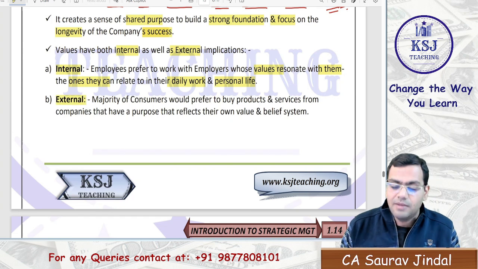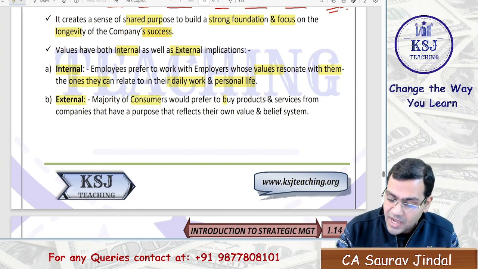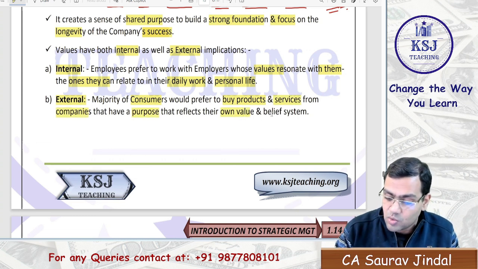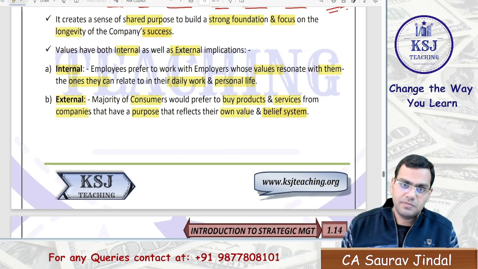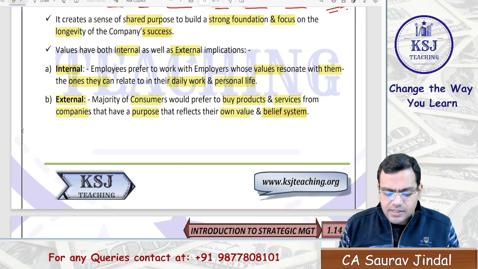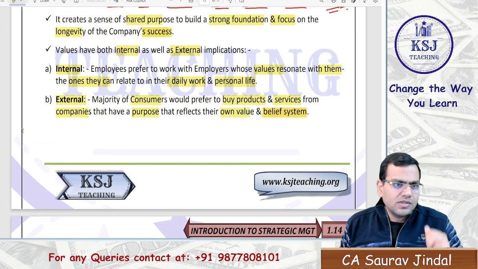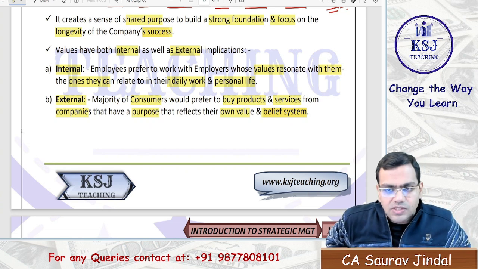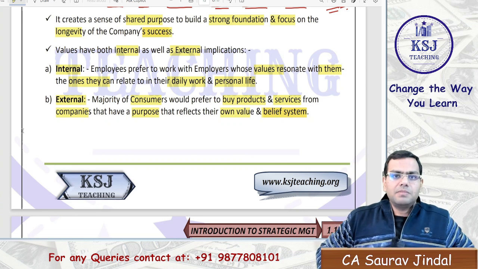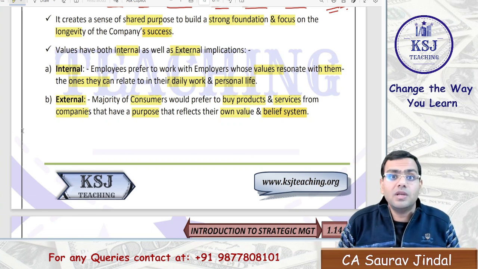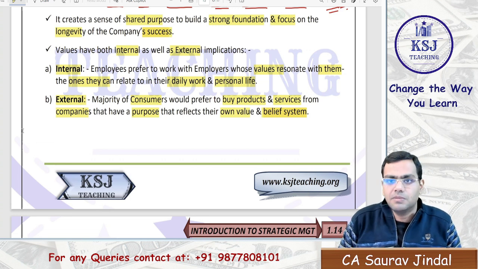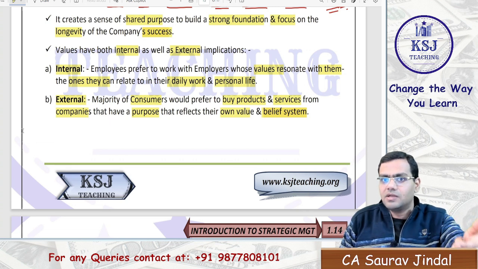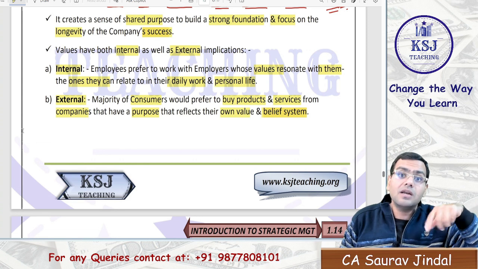Externally, the majority of consumers would prefer to buy products and services from companies that have a purpose that reflects their own values and belief system. For example, let's say there is a person who is purely vegetarian. I've seen this in real life: some people go to a restaurant where only vegetarian food is prepared and no non-veg is being prepared. They are getting a service which resonates with their belief system.